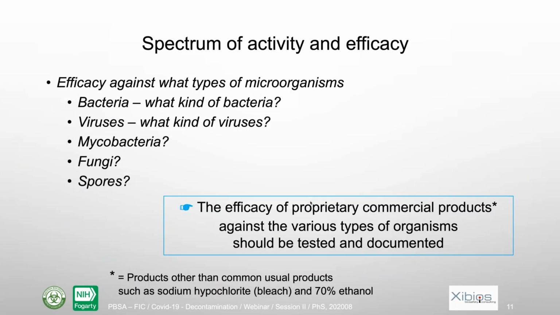So when we look at the spectrum of activity and efficacy, we need to look at the different categories of microorganisms or biological agents, but sometimes we need to go into detail, even if we know that this kind of microorganism, like lipidic viruses, for instance, are more sensitive. We need to be sure about that, and sometimes we need to look more at details and also at the tests that were done to demonstrate the efficacy of the product.